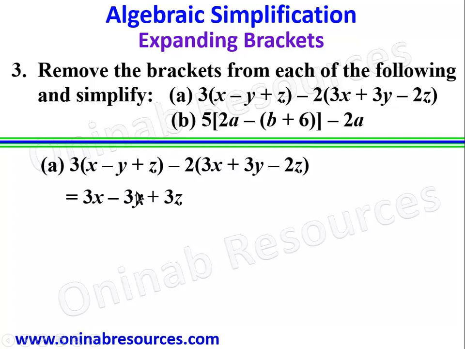We are done with the first bracket. We go to the second bracket. What we have outside the second bracket is negative 2. So we use the negative 2 to multiply every term inside the bracket. Negative 2 times 3x gives negative 6x. Negative 2 times positive 3y gives negative 6y. And negative 2 times negative 2z gives positive 4z.